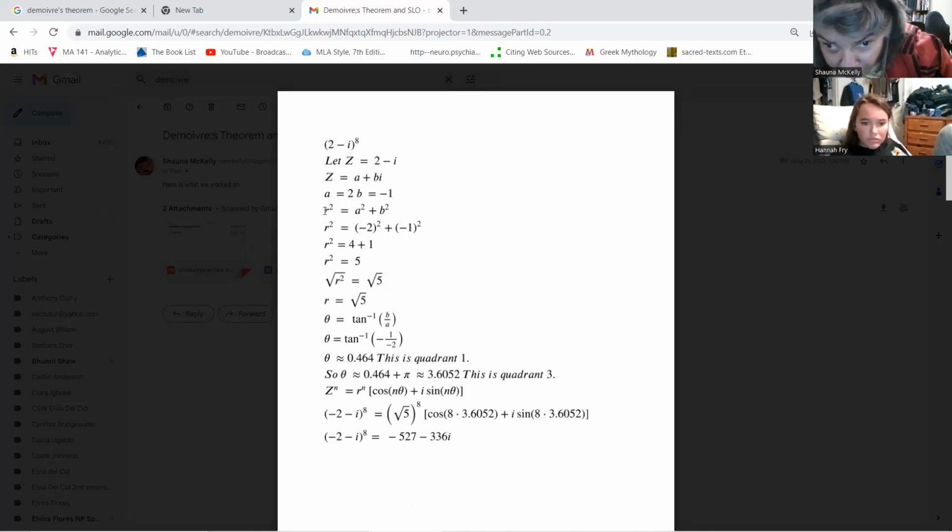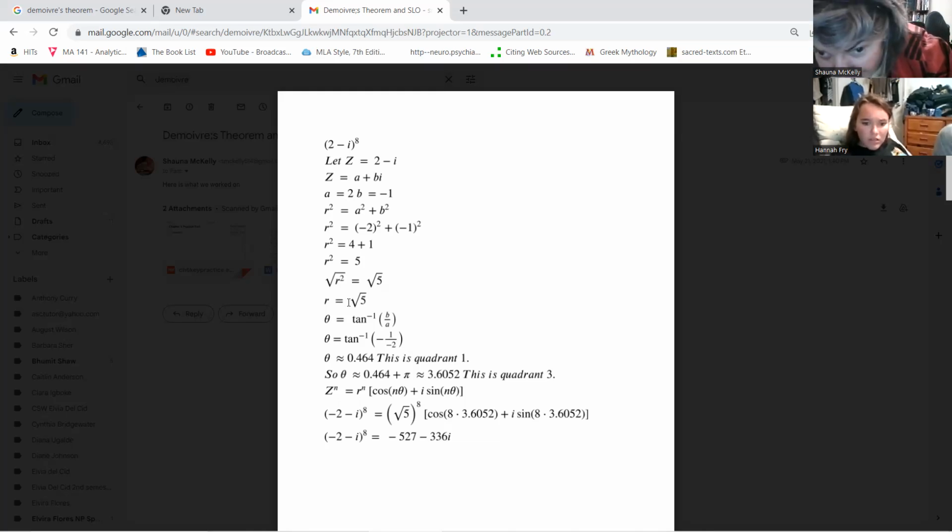I have to get r. So r squared is a squared plus b squared. Now, I could have just put this under the radical and done it, but I tried to work it all out. r is the square root of 5.